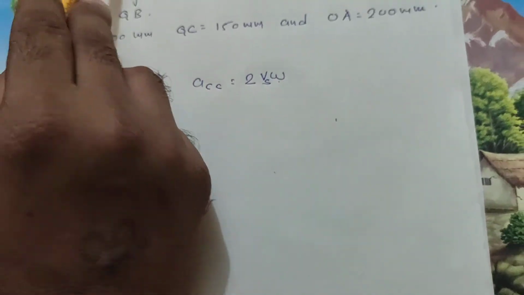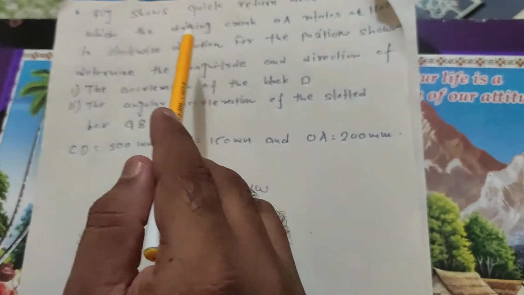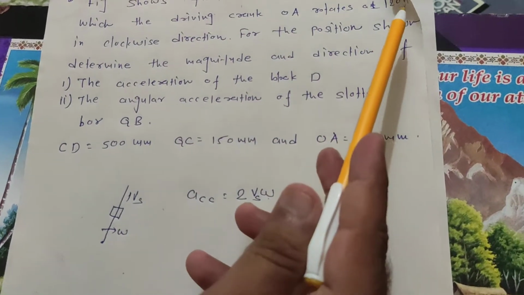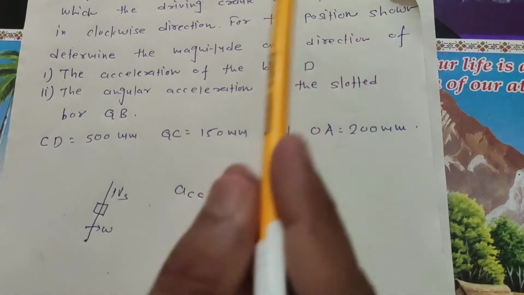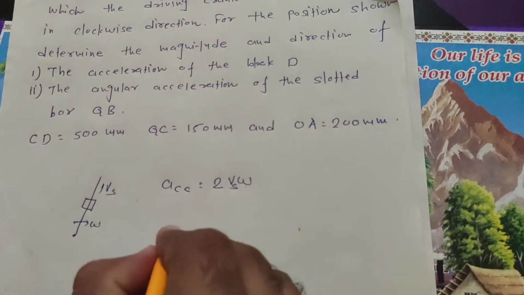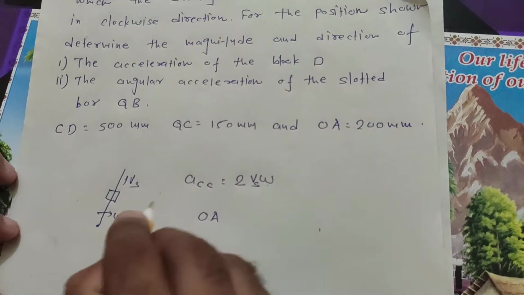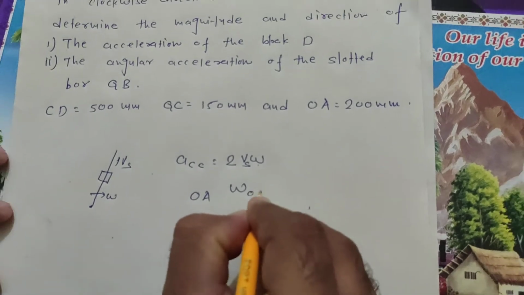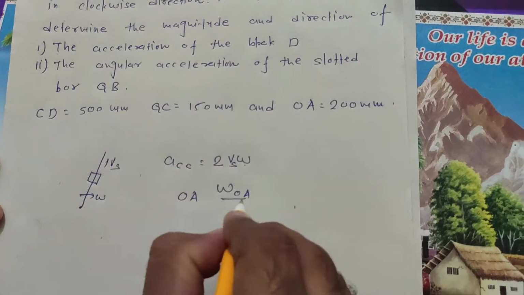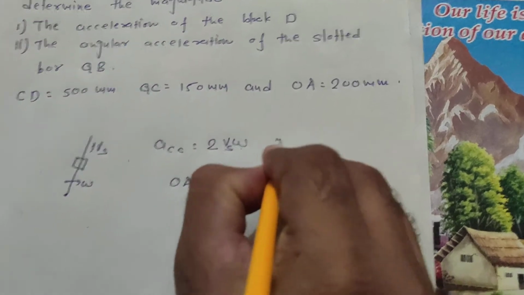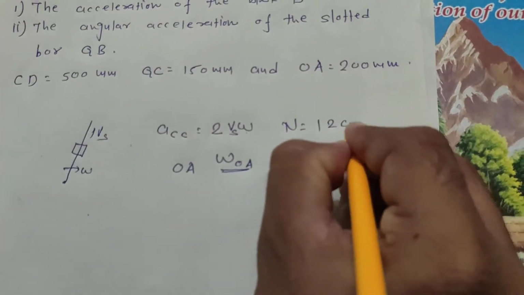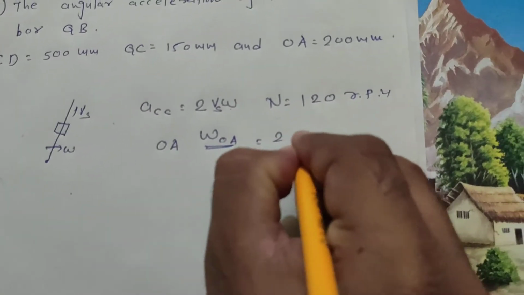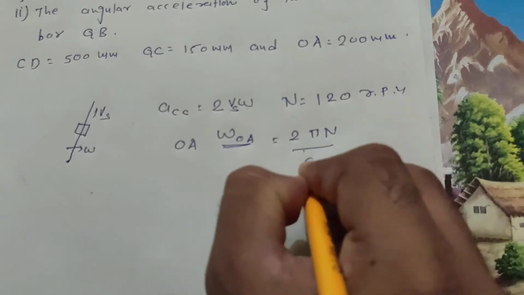Now as per the data, we have to draw the figure of the mechanism in which the driving crank OA rotates at 120 rpm. At how many rpm? 120 rpm. So the rpm of the OA crank is given, and we have to find omega OA, because the rpm is given as 120 rpm. On the basis of n, we can easily find it using 2 pi n by 60.